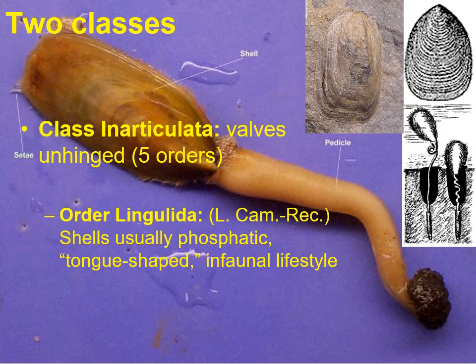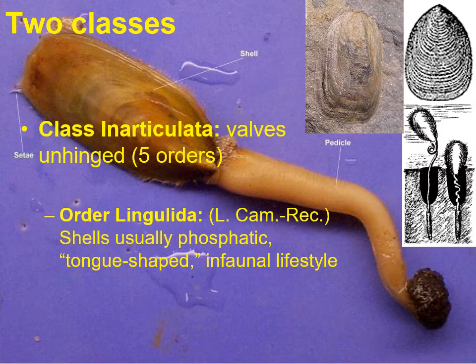There are two main classes of Brachiopoda, Inarticulata and Articulata. We'll start with the inarticulates, and this is really a fascinating group. The valves in this case are unhinged, and what that means is the two shells are held together by soft tissue, like a ligament. When this organism dies and that soft tissue decomposes, the two shells usually fall apart, hence Inarticulata. One of the most abundant orders within class Inarticulata is Lingulida.